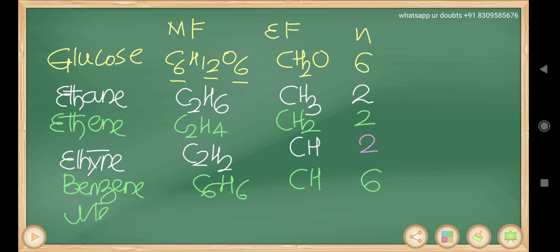But sometimes the empirical formula and molecular formula will be the same. For example, methane CH4. So its empirical formula is also CH4 only. Here n value is 1. So glucose empirical formula CH2O. Ethane empirical formula CH3. Ethyne and benzene both are having the same empirical formula. So this is about the empirical formula and molecular formula.